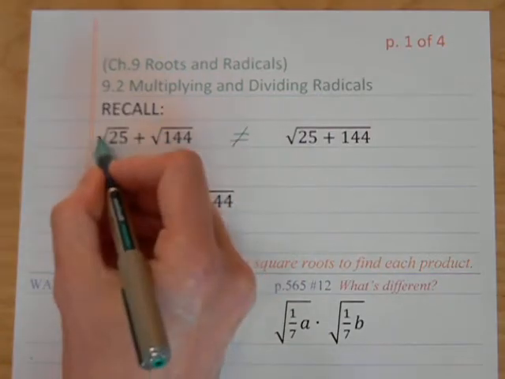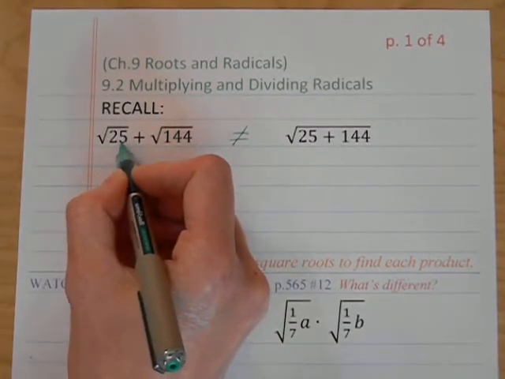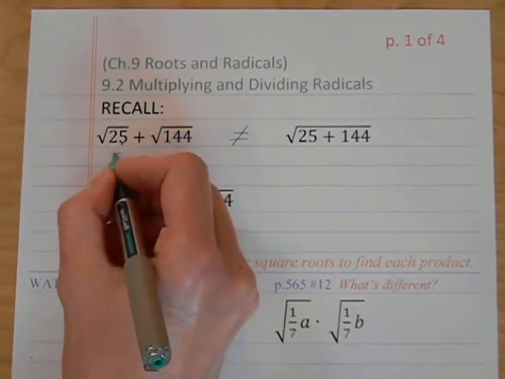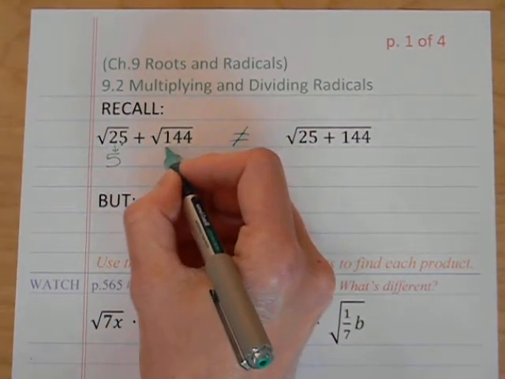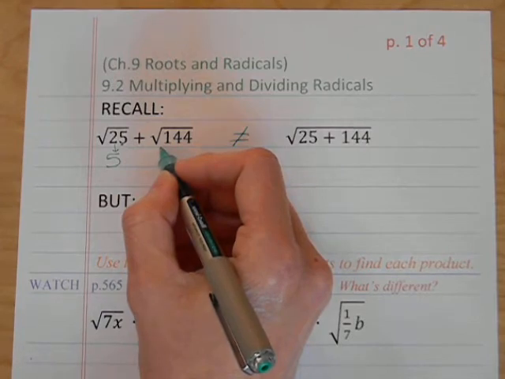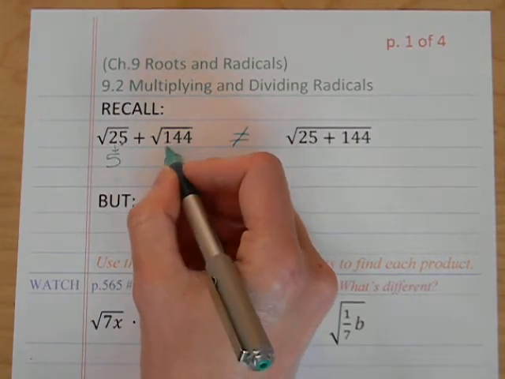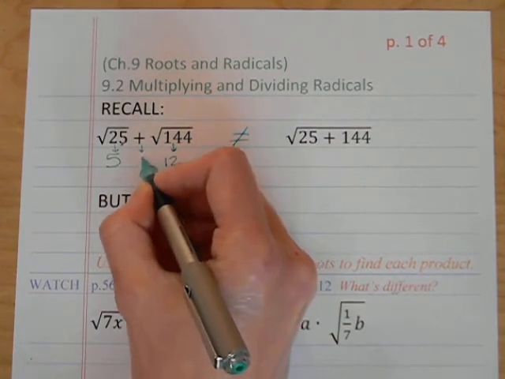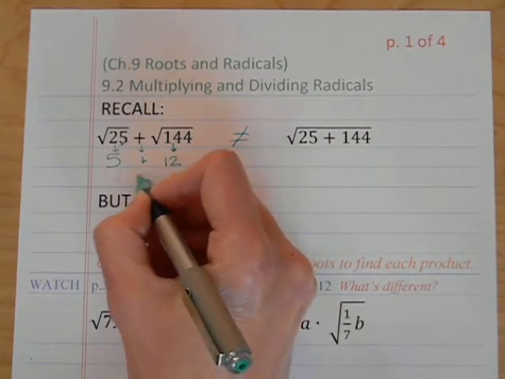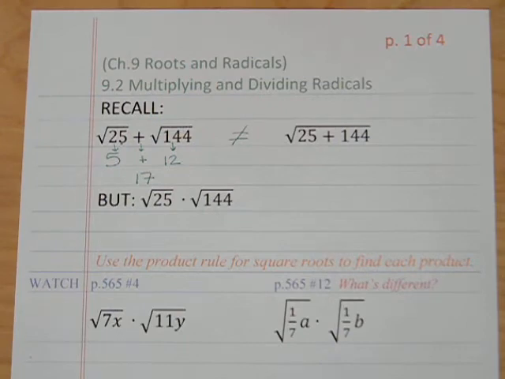Okay, so if you have radical 25, in other words, what times what equals 25, that would be a positive 5. And if you have radical 144 or square root of 144, those mean the same thing. What times what gives you 144? That would be 12. And when you add those together, 5 plus 12, you get a value of 17.